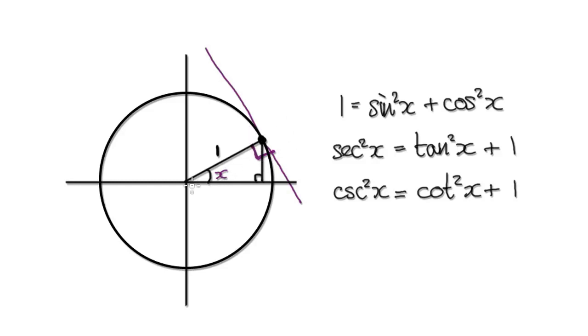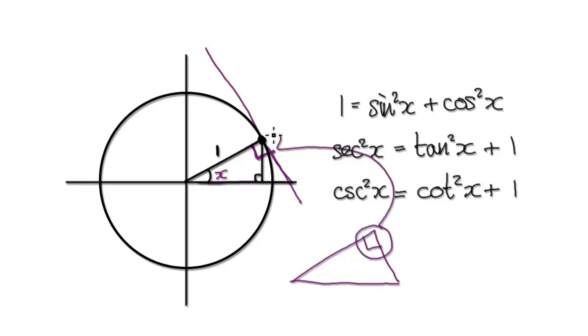So let's look at this triangle here. I'm just going to enlarge it, so it will look something like this. This is 90 degrees, so that's this bit here. The radius is 1, so this is 1, and the angle here is x. So the question is, what is this length here?